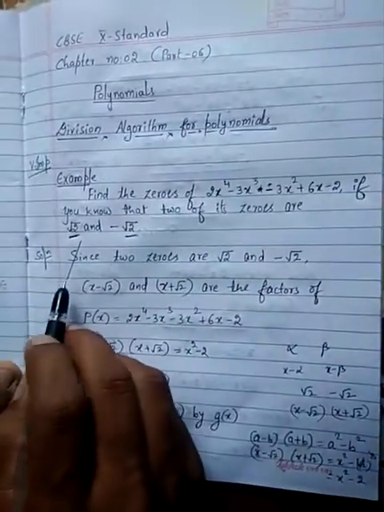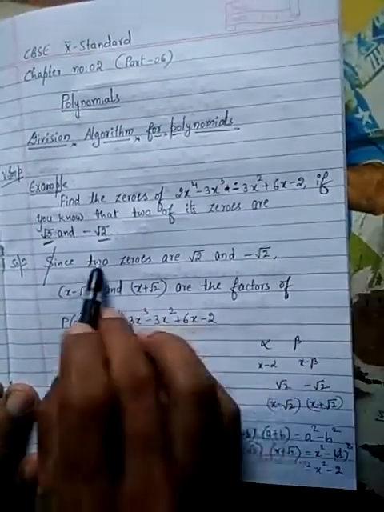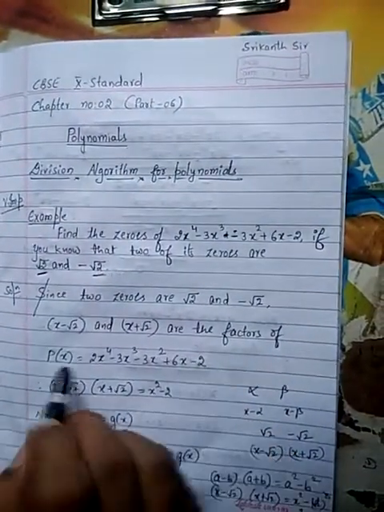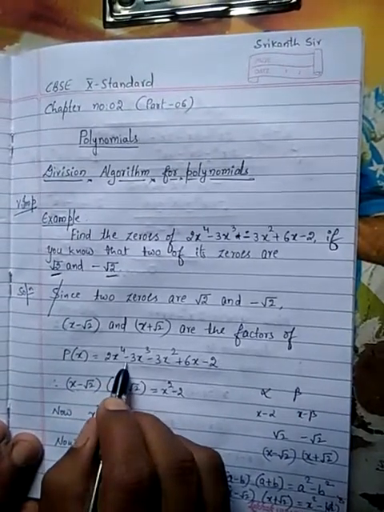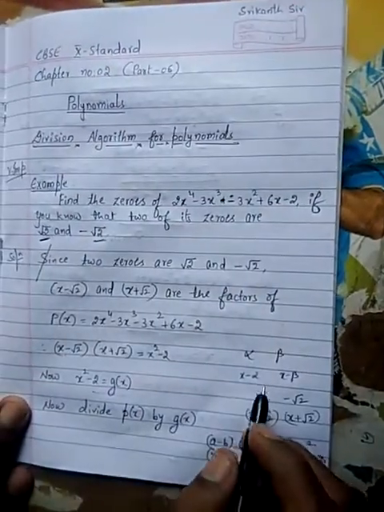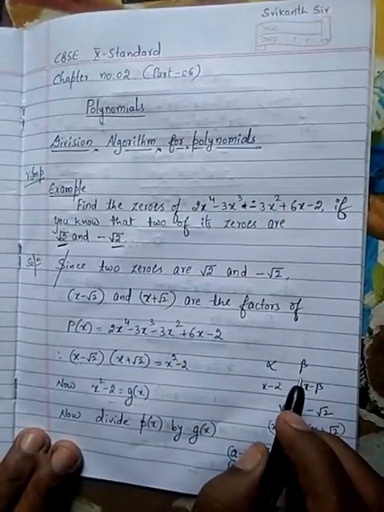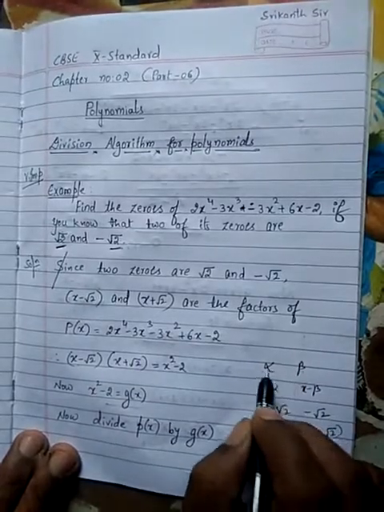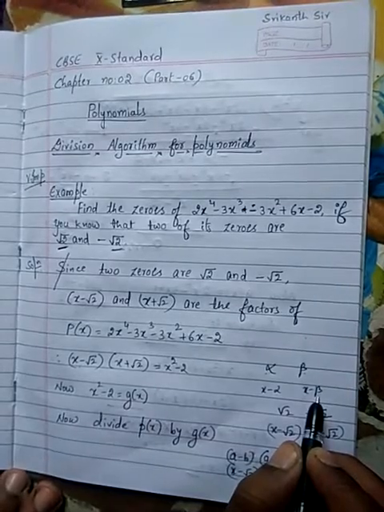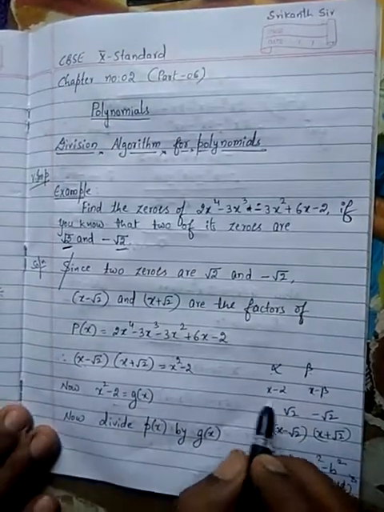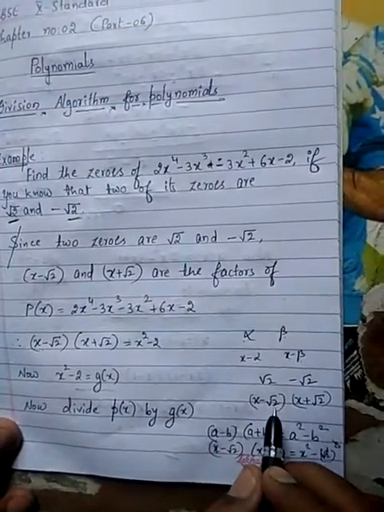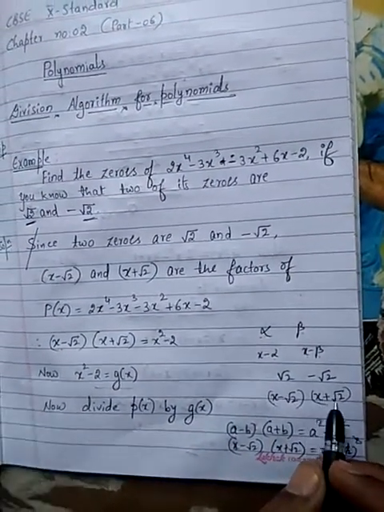So, the solution. Since two zeros are root 2 and minus root 2, I can say that x minus root 2 and x plus root 2 are the factors of p(x) = 2x^4 - 3x^3 - 3x^2 + 6x - 2. Because in part 3 of polynomials we learned that if alpha and beta are the two zeros of a quadratic polynomial, then x minus alpha and x minus beta are the factors of the given quadratic polynomial. In the same way, here one zero is root 2, so x minus root 2, and the other is minus root 2, so I can write x plus root 2.